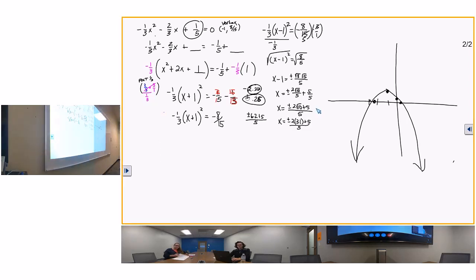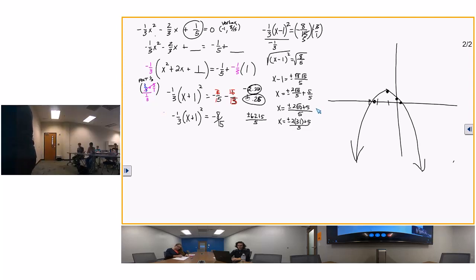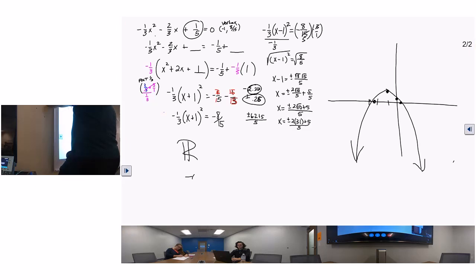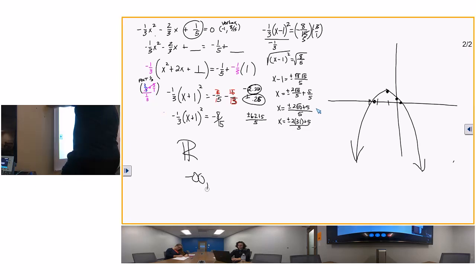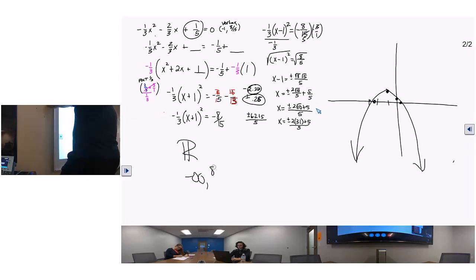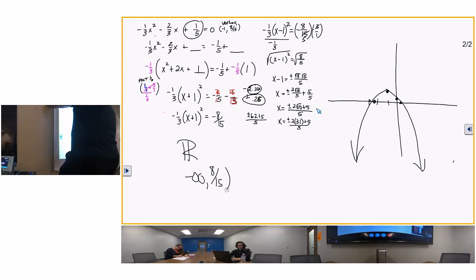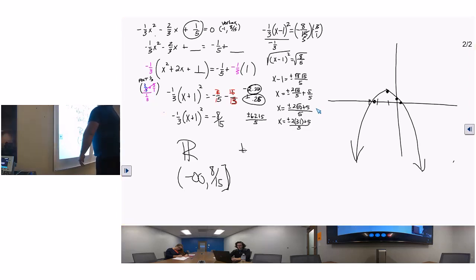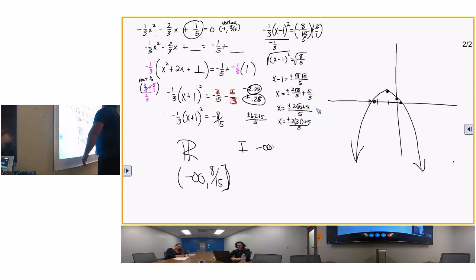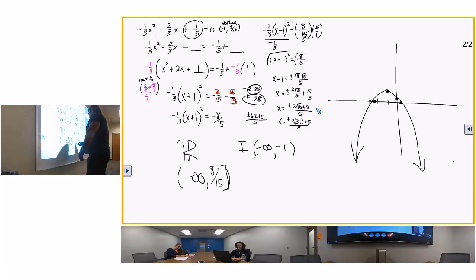So that's what it looks like. And then we've got the domain: all real numbers. The range: negative infinity to 8/5. And then increasing from negative infinity to -1, and then decreasing from -1 to infinity, with line of symmetry x is equal to -1.